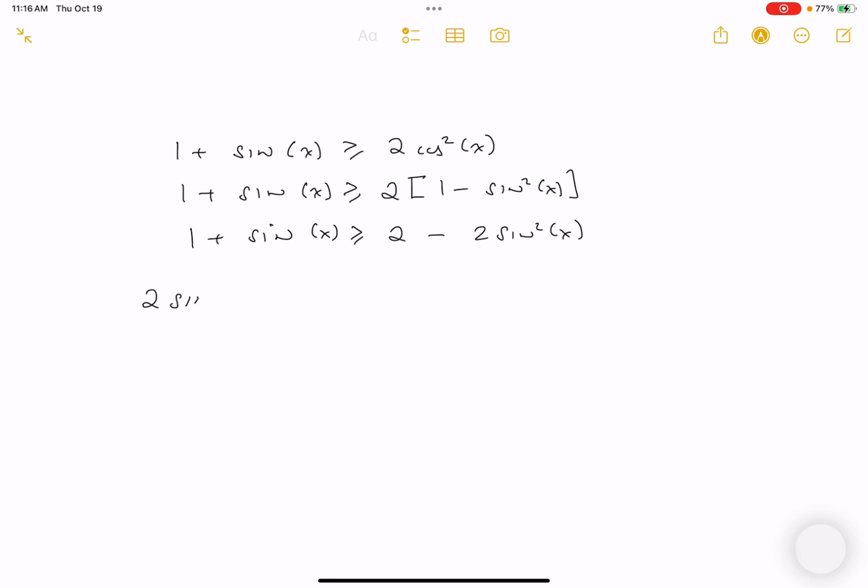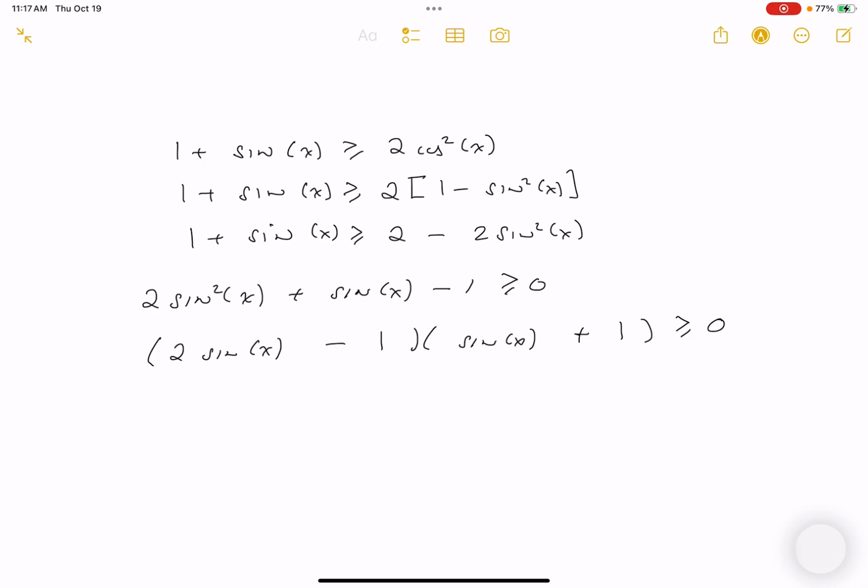So 2 sine squared, it's quadratic in form, plus sine x, and then subtract 2 from both sides, minus 1, greater than or equal to 0. I'm going to try to factor it. 2 sine, and going to be sine. Looks like 1 and 1. And it looks like plus minus. And let's just check it out. You do get 2 sine squared. I wanted that. Then you get 2 sine minus sine, which is 1 sine. You get minus 1. Now I put my number line down.